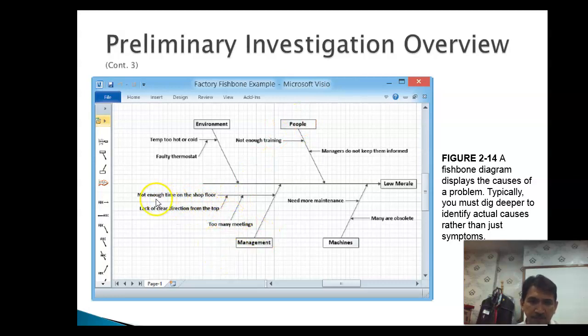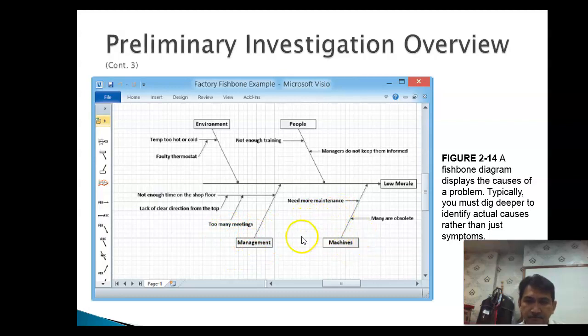Management. The management does not have enough time with the production. Okay. So what are the effects? Lack of clear direction. Too many meetings. Okay, possible things: too many meetings, no clear direction. So it leads to the management factor.